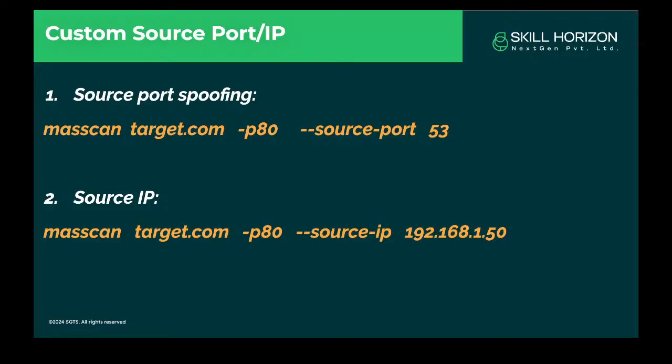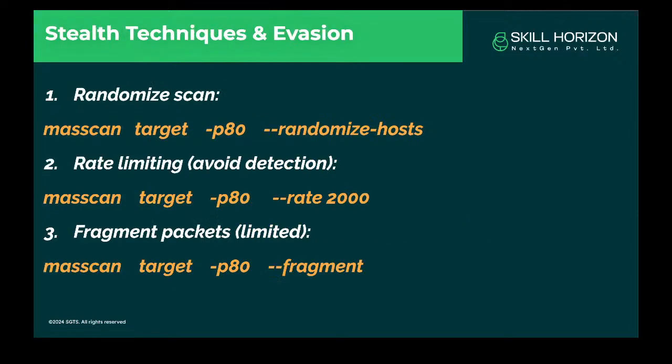If you want to use a spoofed port number or a spoofed IP, you can add the option --source-port and then provide the port number. So a spoofed port will be used for the scan. And if you want to use the same technique for the IP, then you can use the option --source-ip and then the IP address. So now your scan will be performed with that spoofed IP.